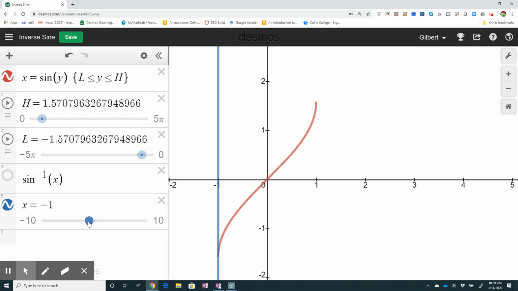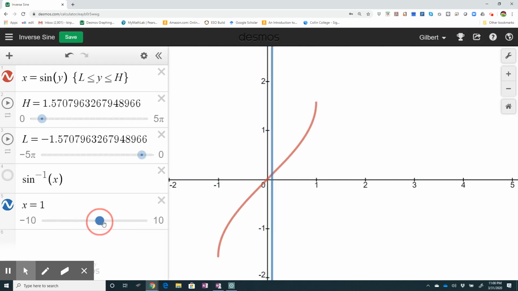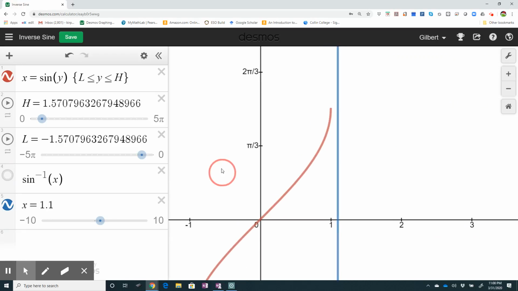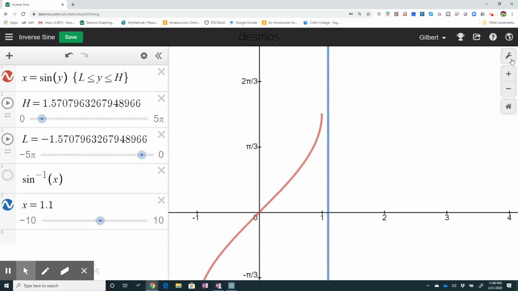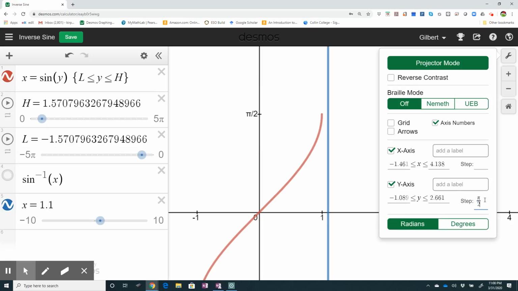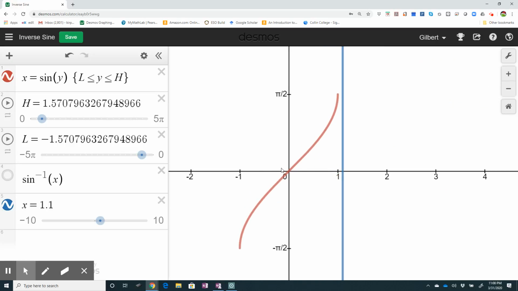Now the question is, what is that? Notice it goes from -1 to 1. And as far as y values, if I put these in terms of pi, pi over 2. There you go. Okay, and that's as far as I can go.